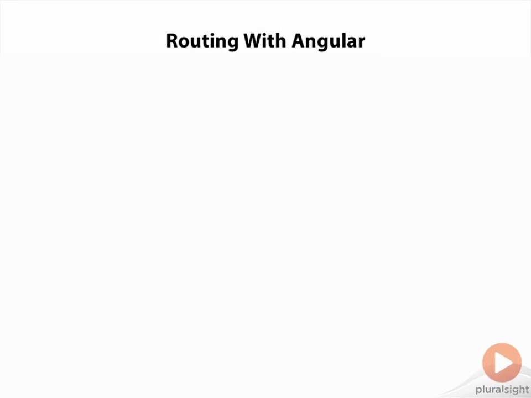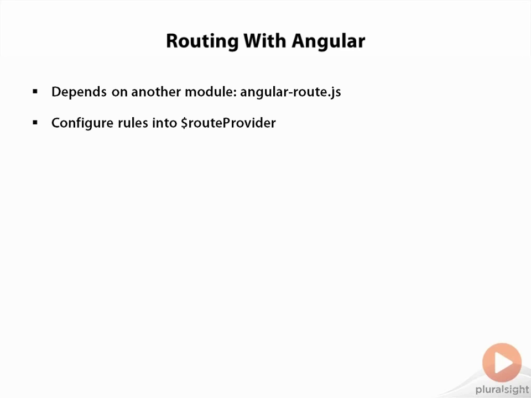Here's how routing works with Angular. First, we're going to need another script from the Angular codebase. It's called angular-route.js. This will give us access to a new module, a module that our application module will need to take a dependency on. This new module is called ng-route. Using a component in ng-route, we will configure our routing rules into the routing engine.